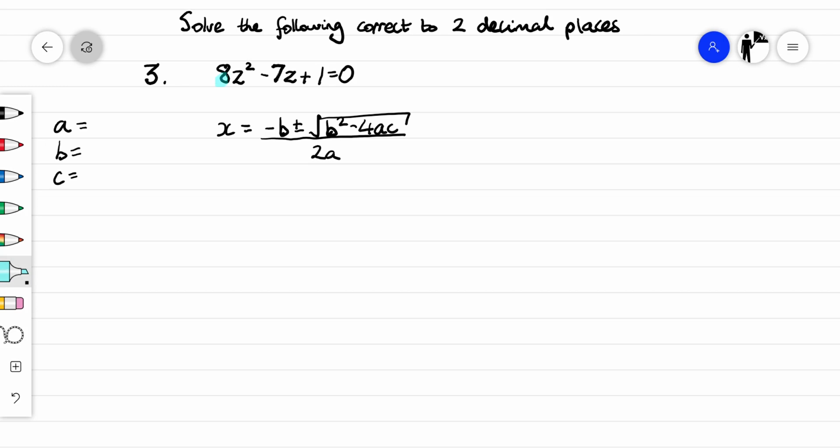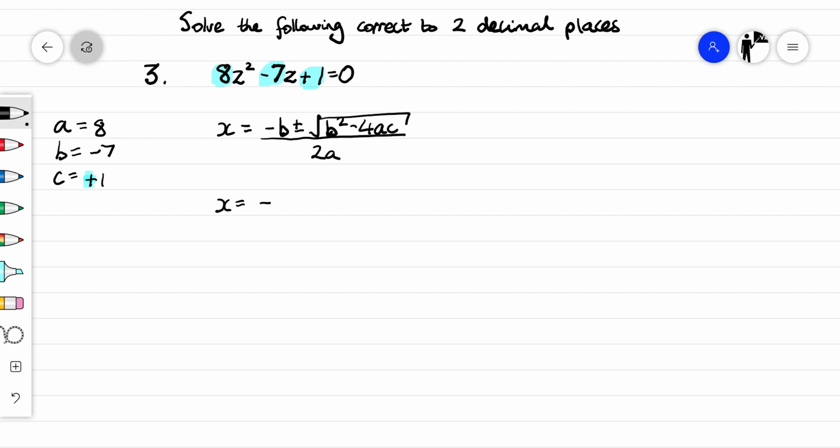A is the number that multiplies the squared term, so here a is 8. B is the number that multiplies the term on its own, so b here is negative 7. And c is the number left at the end, so here c would be plus 1. Okay, so we're going to substitute these values into our formula.